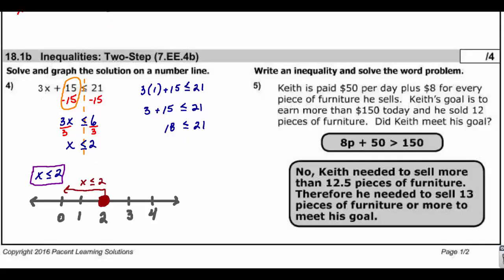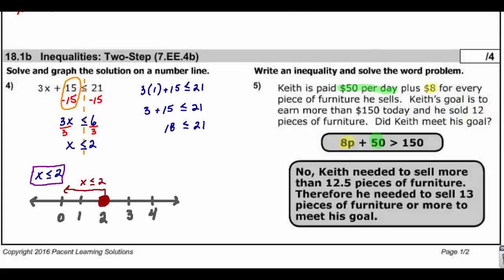All right, over to number 5. So they give us some information about Keith selling furniture. So he's paid $50 a day. There's the 50. Plus he gets $8 for every piece of furniture he sells. His goal is to earn more than $150. He sold 12 pieces. Did he meet his goal?